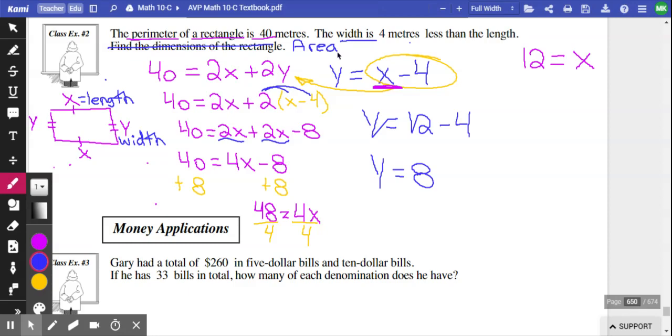With these perimeter questions, this will always be the first thing you have to do, is calculate the width and the length. Then do whatever else it's asking. But that's always the first step.